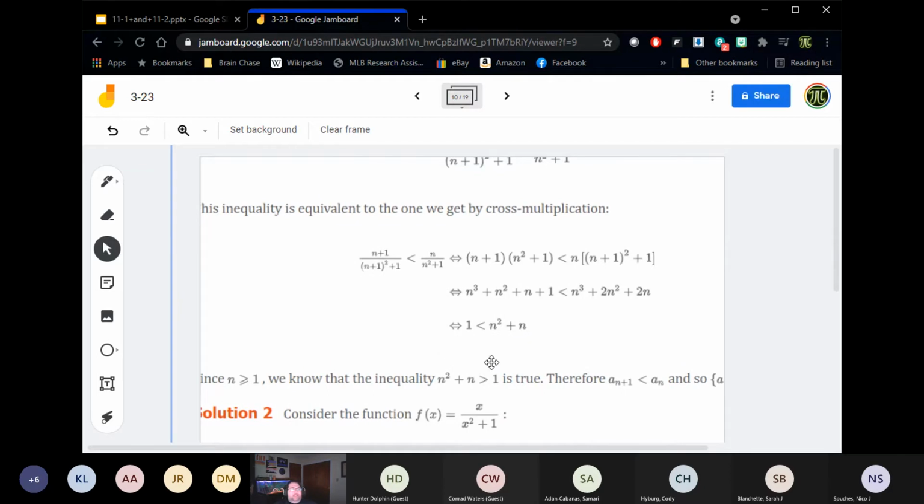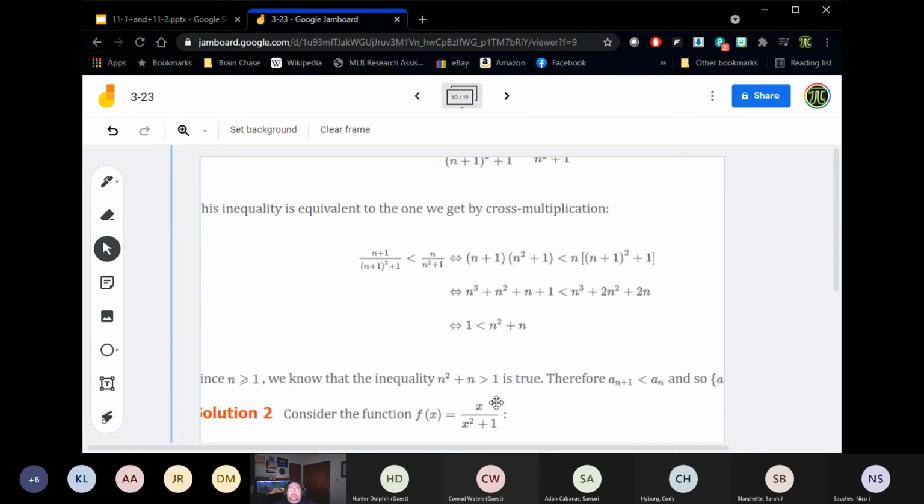So the question is, is that true? Well, the smallest value for n is 1, and n goes up from there. So if n is 1, then 1 is going to be less than 2, which is true. And any value after that point is obviously going to be bigger than that. So since we know it works for 1, then that function is always true.